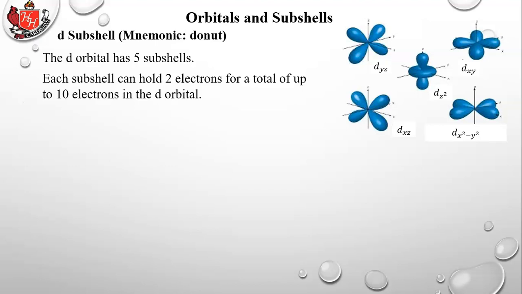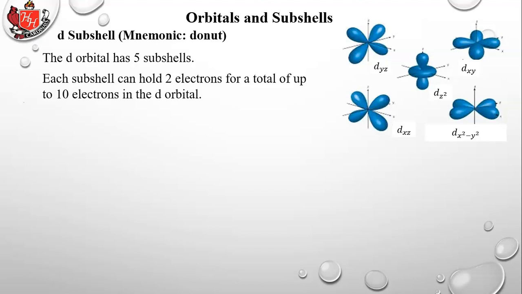So you notice that there's a lot more than 10 lobes there, yet only 10 electrons can be held. So that shows you that each lobe does not hold an electron. That's not the case. Okay, so this is a little bit challenging to learn.